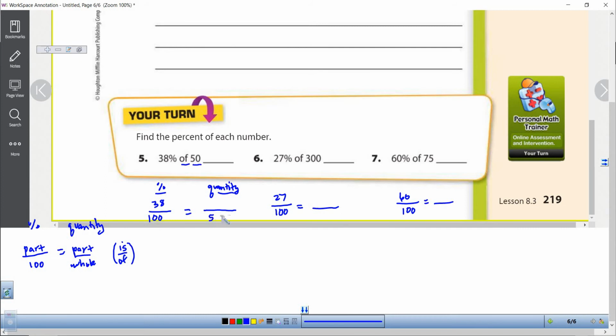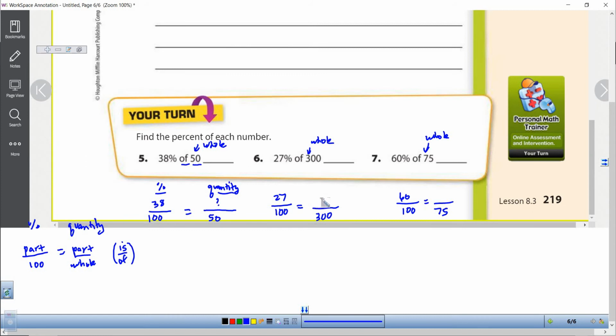That indicates that 50 is our whole. We're trying to find out, 38 parts out of 100 is equivalent to how many parts out of 50? 27 parts out of 100, again, this indicates that 300 is my whole. 27 parts out of 100 is how many parts out of 300, and 60 parts out of 100 is how many parts out of 75. Got it?